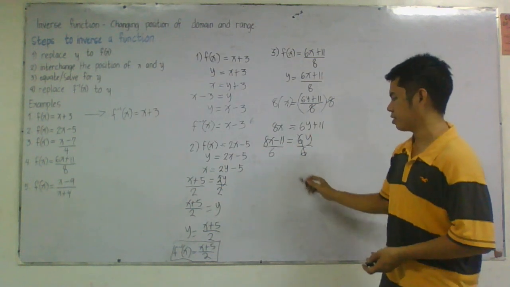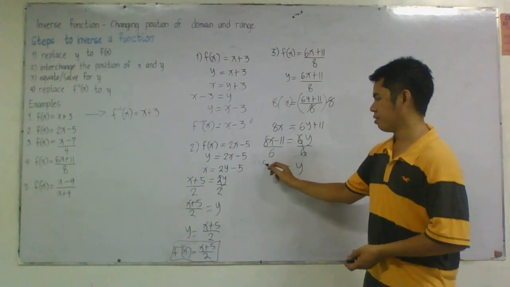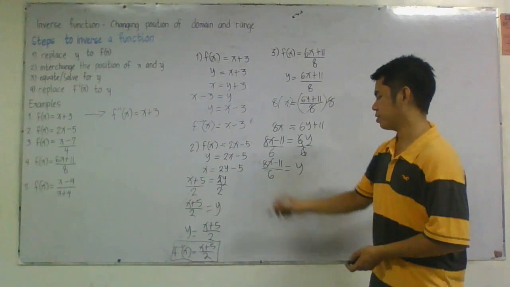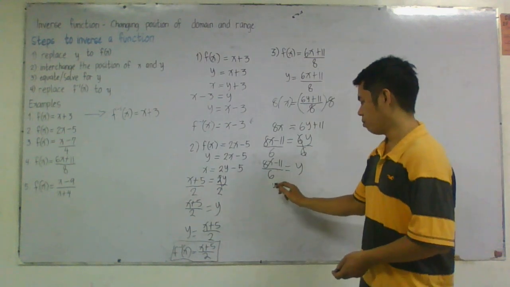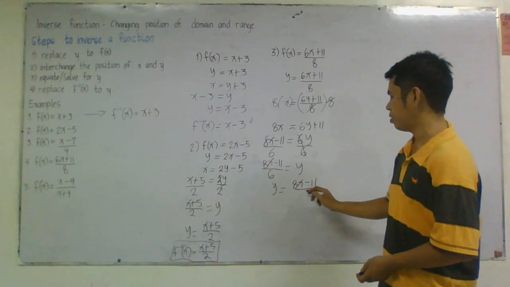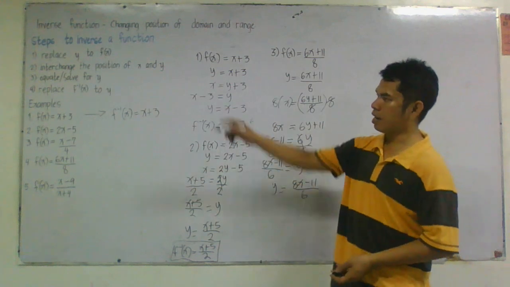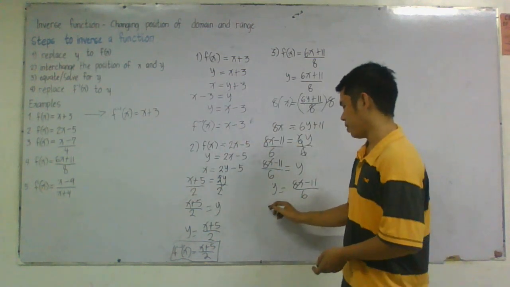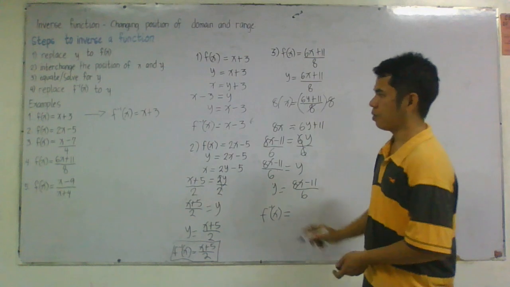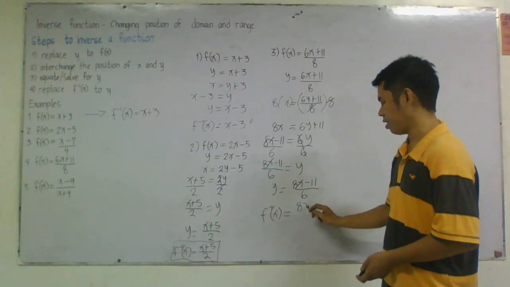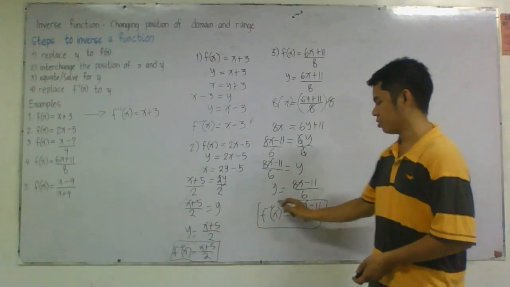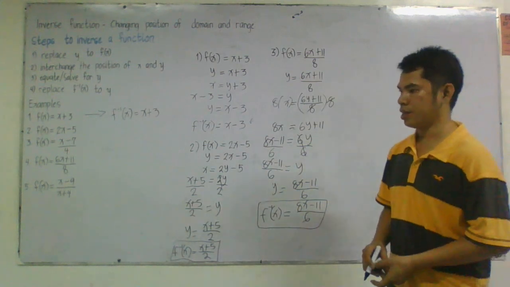So we can cancel 6. That is equal to y is equal to 8x minus 11 over 6. Okay? Or y is equal to 8x minus 11 over 6. Then the last step is to replace y with f raised to negative 1 of x. Then we have 8x minus 11 over 6. So this is the inverse function of example number 3.